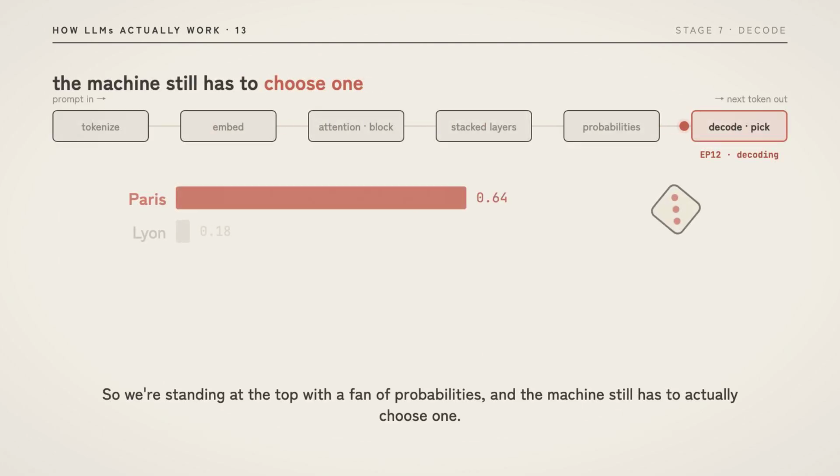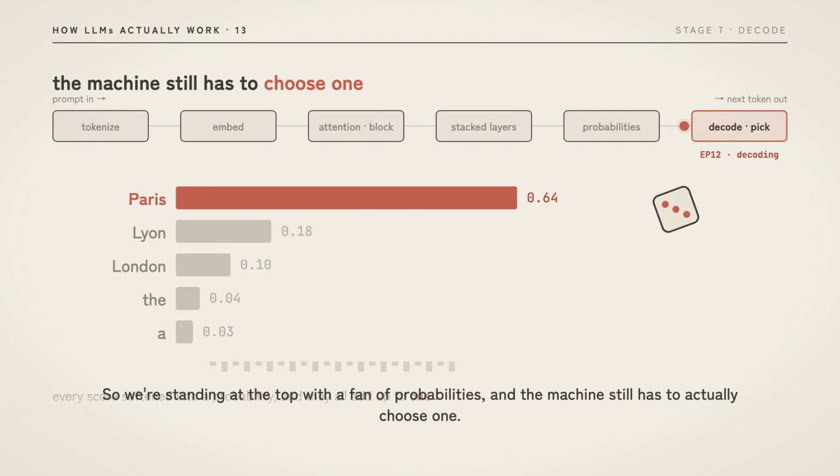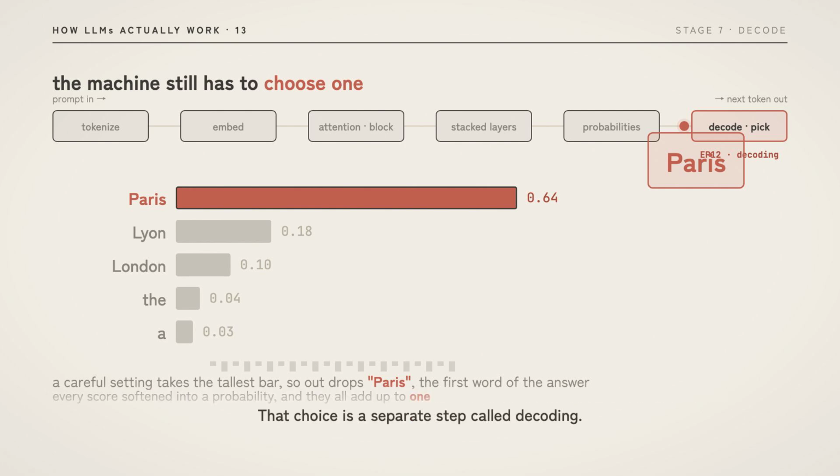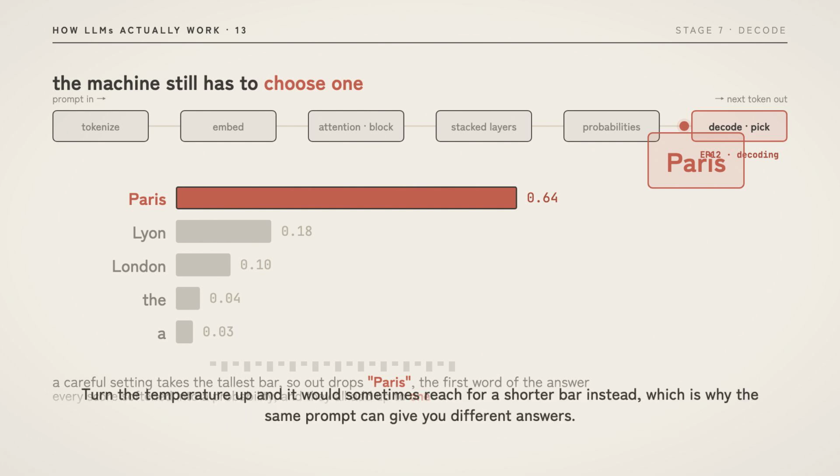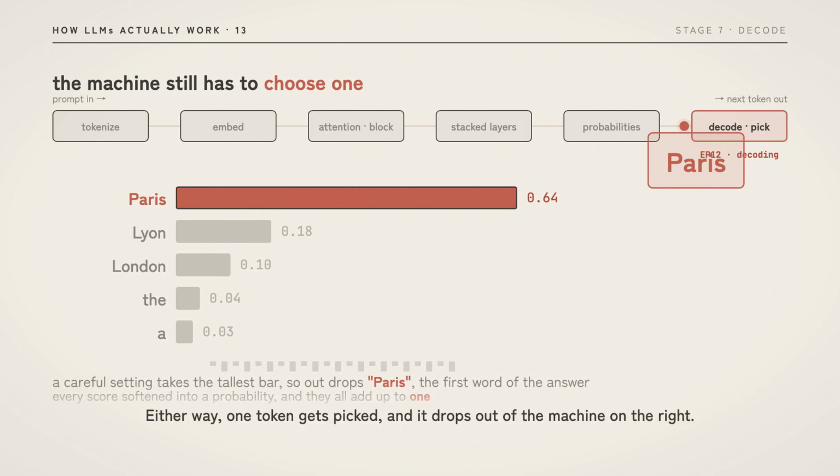So we are standing at the top with a fan of probabilities, and the machine still has to actually choose one. That choice is a separate step called decoding. A careful setting almost always takes the tallest bar, so here it takes Paris. Turn the temperature up and it would sometimes reach for a shorter bar instead, which is why the same prompt can give you different answers. Either way, one token gets picked and it drops out of the machine on the right.